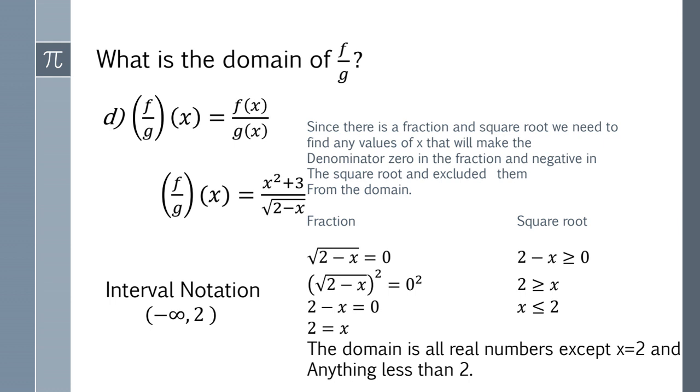So then my interval notation is going to be the values to the left of 2, from negative infinity all the way up to 2. And again, I have to use parentheses because that means that I stop at 2, but I'm not including 2. Okay? All right.